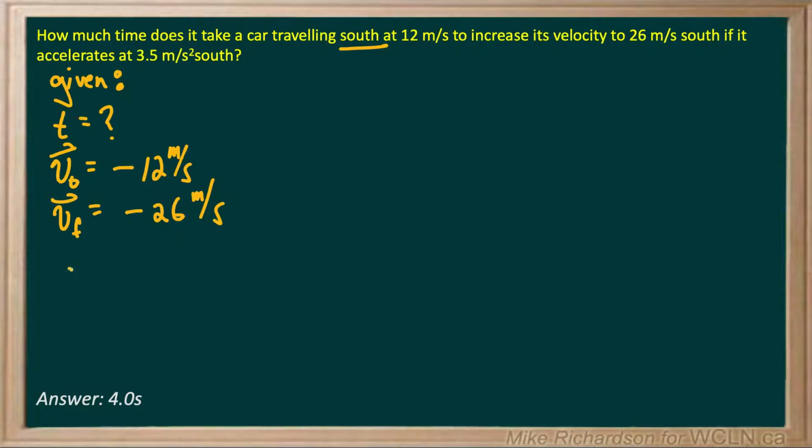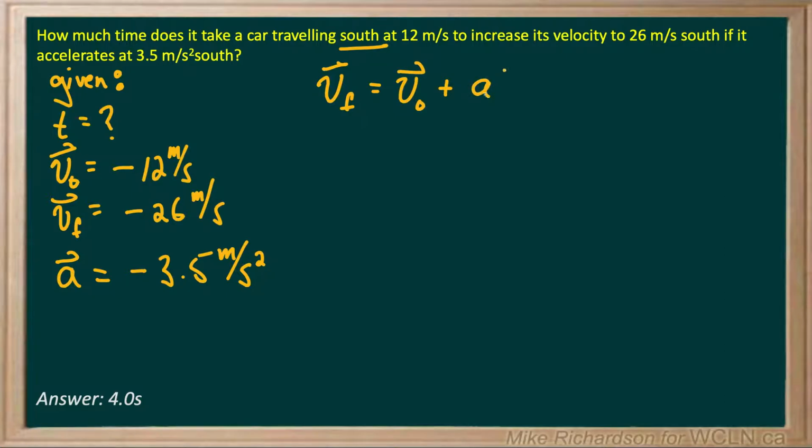And my acceleration, the rate at which my velocity is changing, is also towards the south at negative 3.5 meters per second squared. And remember what that means. My velocity is changing by negative 3.5 meters per second every second. We're trying to find t. Now from the previous question, we came up with an equation that looks like this. My final velocity is simply my initial velocity plus acceleration times time.